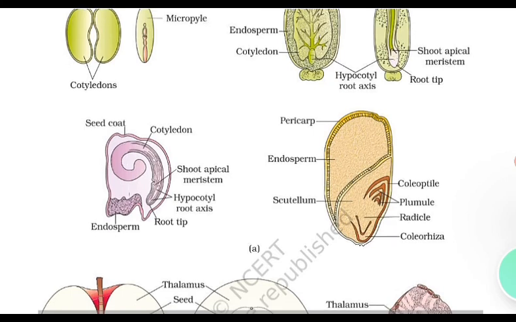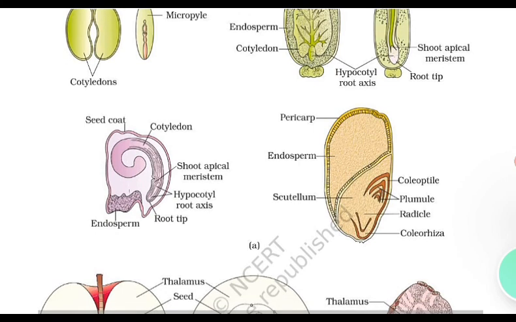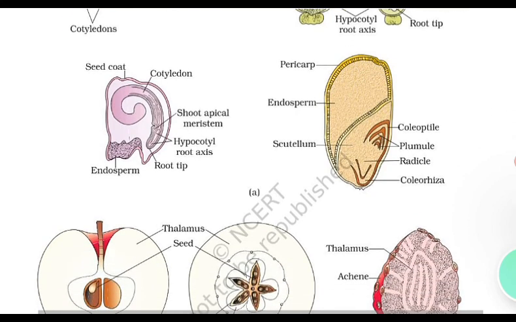Epicotyl has a shoot apex and a few leaf primordia enclosed in a hollow foliar structure, the coleoptile. ठीक है। Epicotyl has a shoot apex and leaf primordia enclosed in a hollow foliar structure, the coleoptile.